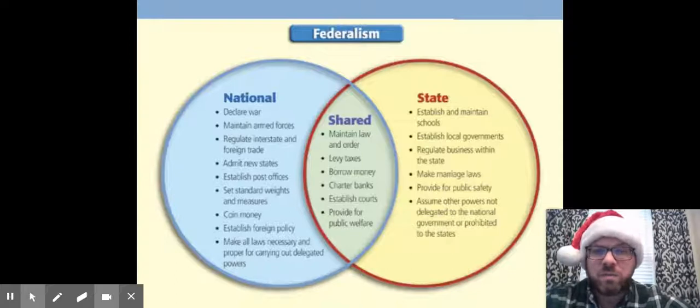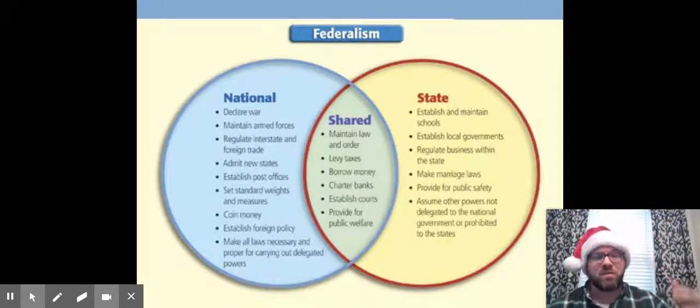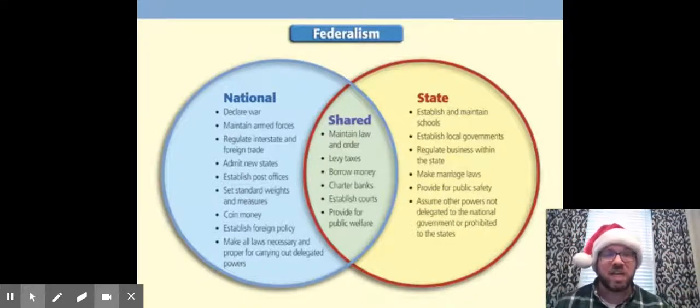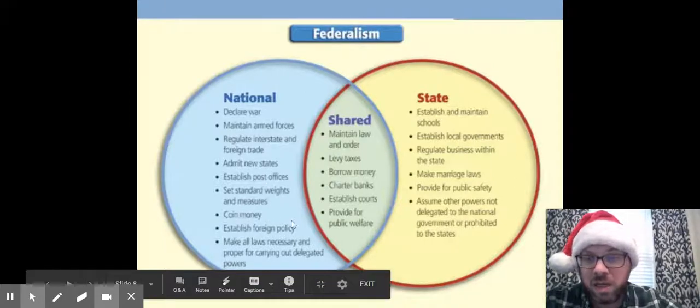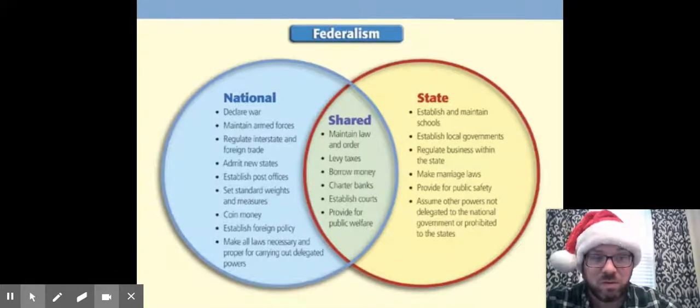Okay, let's move on. This slide right here, you can pause it, and I'm going to review little pieces of it. It shows some of the powers of the federal government, some of the powers of the state government, and some of the concurrent powers in the middle. For the national government, they can declare war, maintain an army, regulate foreign trade, admit new states, run the post office, coin money, and set our foreign policy.